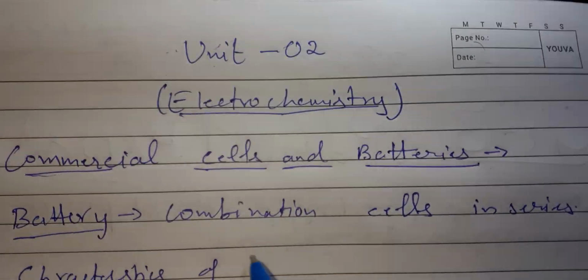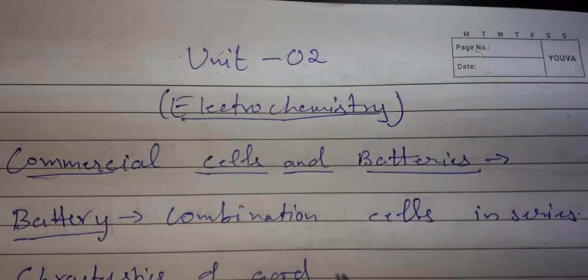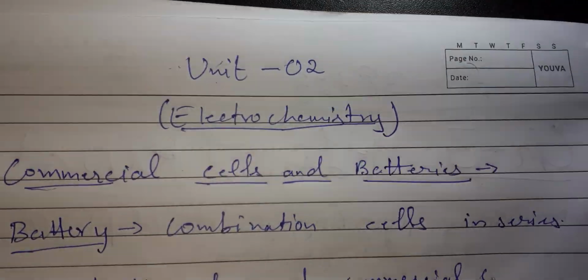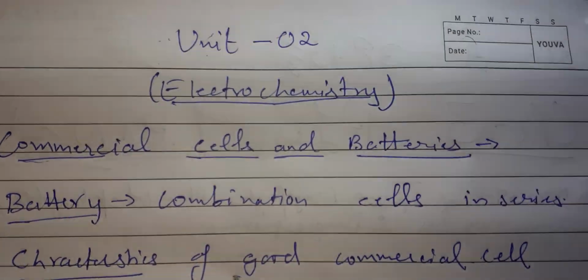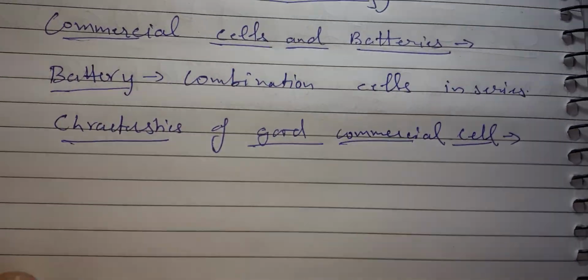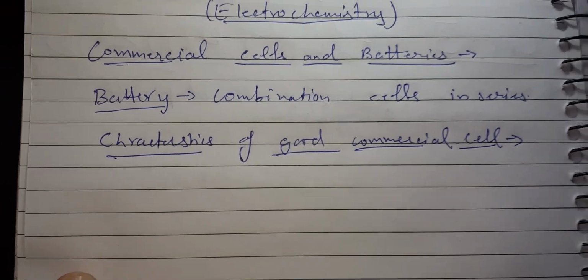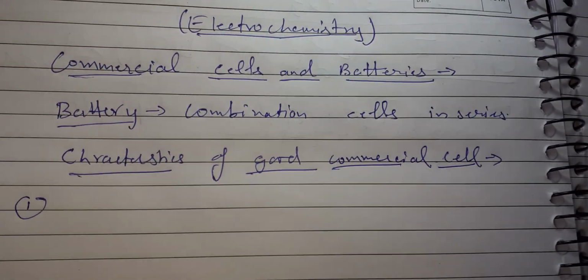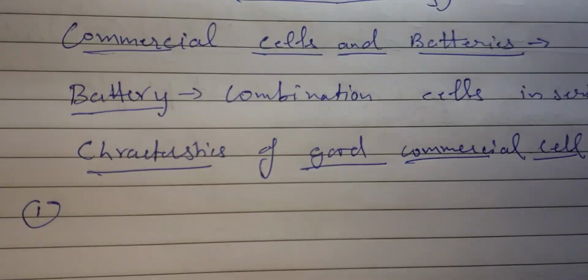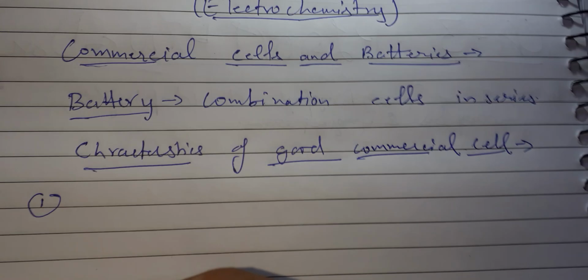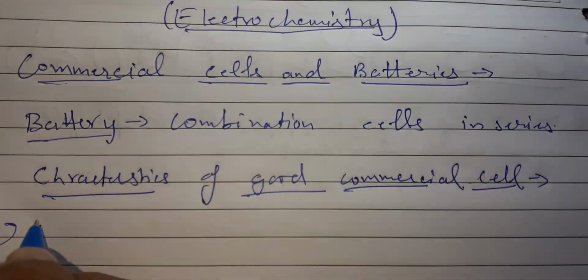Characteristics of a good commercial cell. What are the basic requirements for a good commercial cell? Number 1, it should be compact, lightweight, and easily transferable.